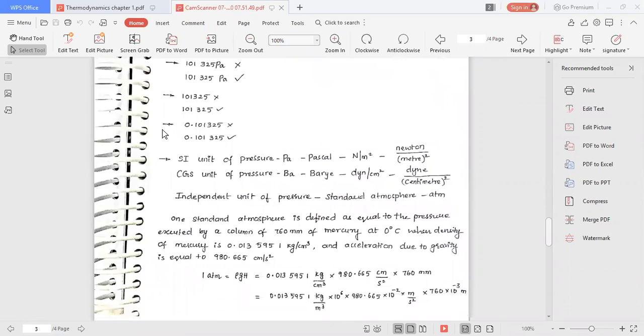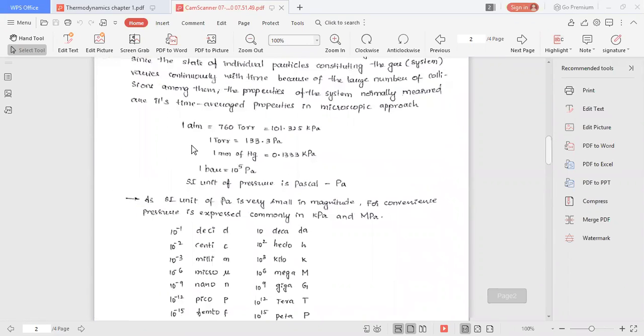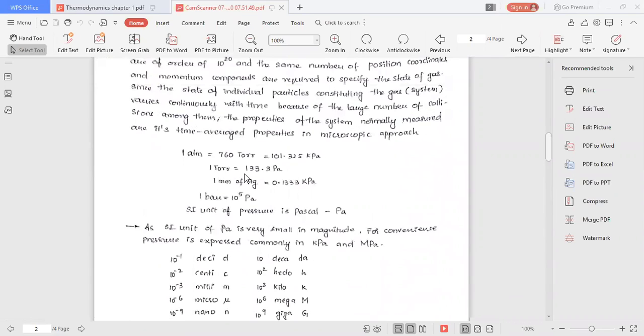Next, we'll see some rules. Till now we have seen the SI unit and the CGS unit of pressure. So now you can see one atmosphere. ATM means atmospheric pressure, so we are abbreviating atmospheric pressure as ATM. This is the most standard unit of pressure. You must remember this. This is important.